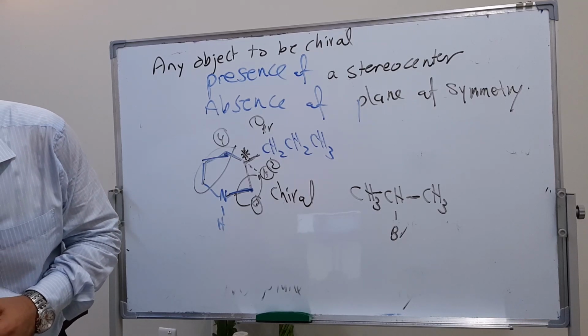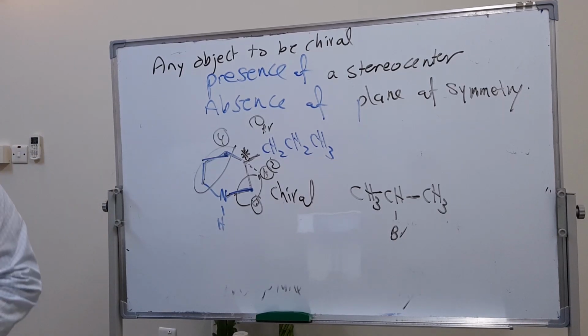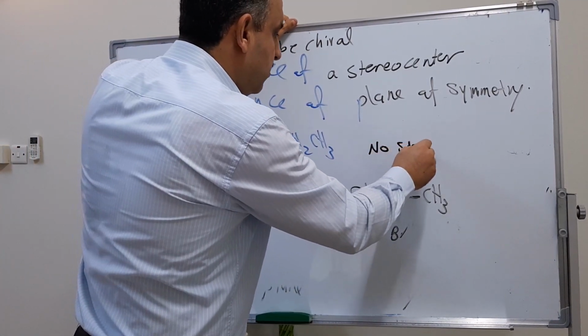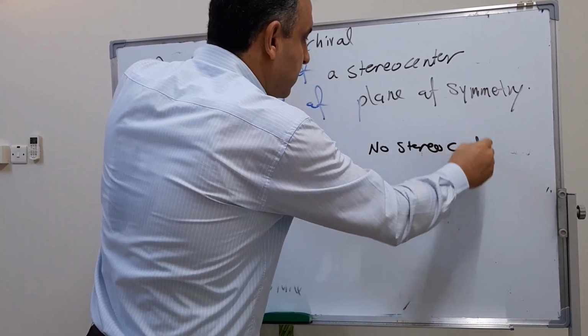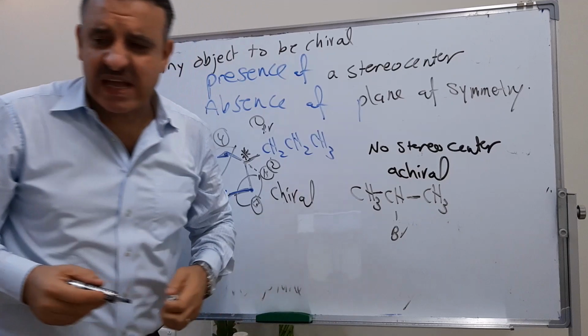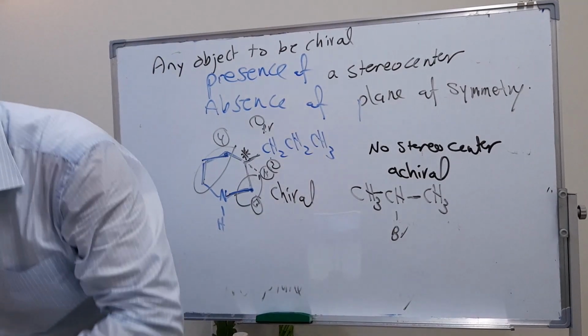In other words, it contains no stereocenter. There is no stereocenter. That's actually the case. So this is achiral. Okay, do you understand the meaning of achiral? What does that mean, achiral?